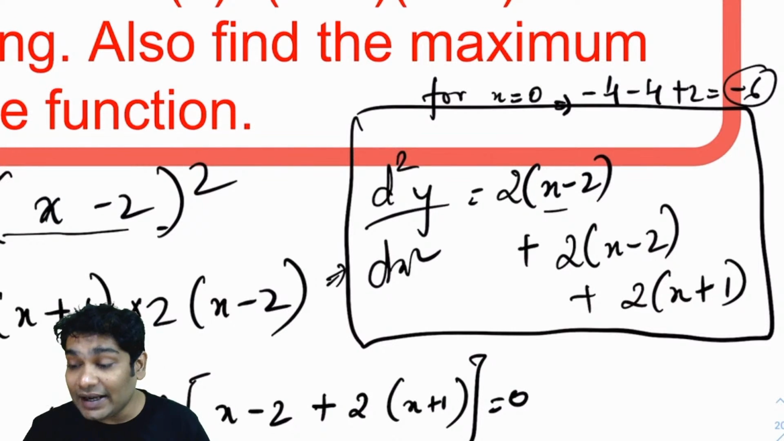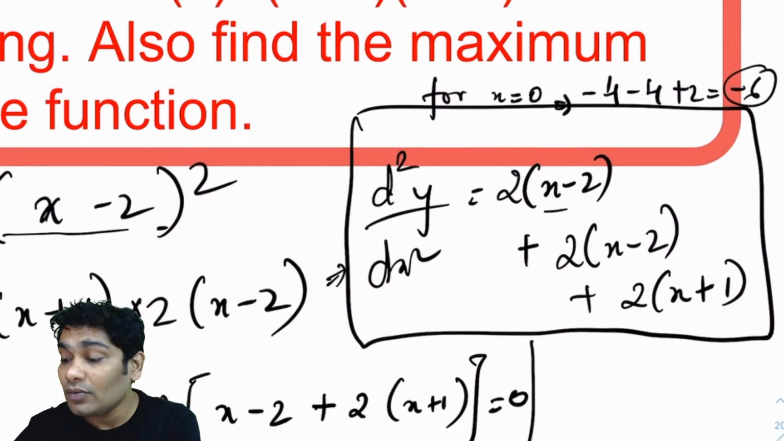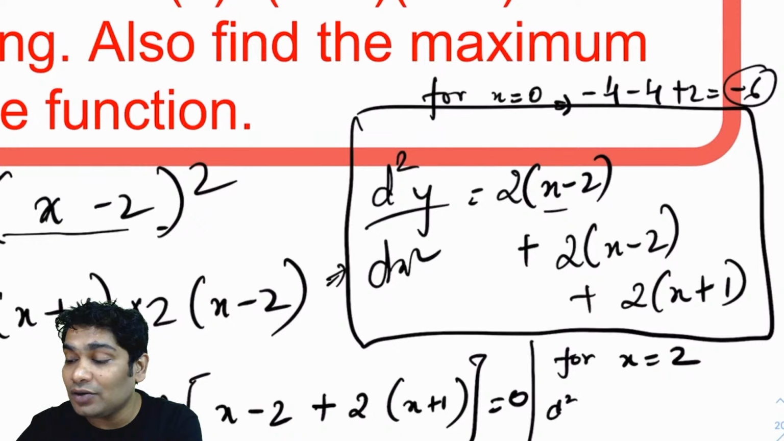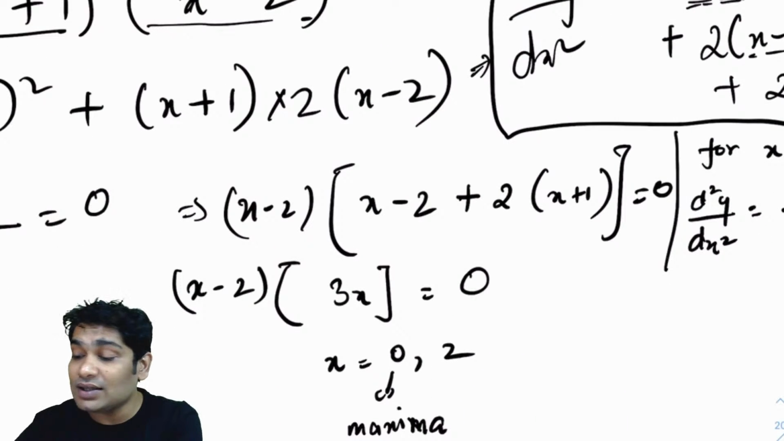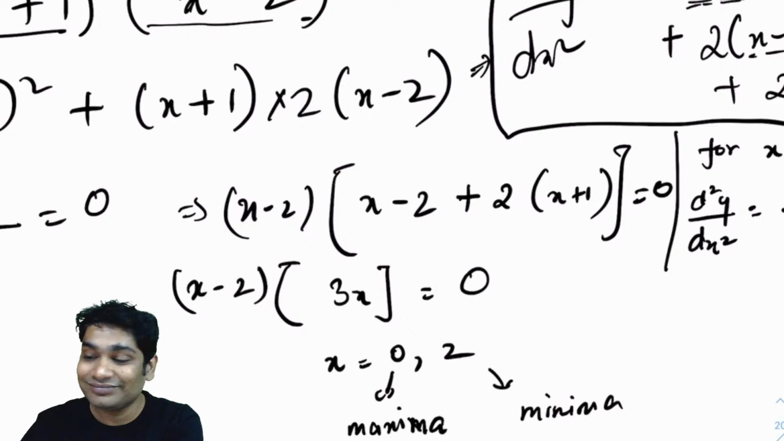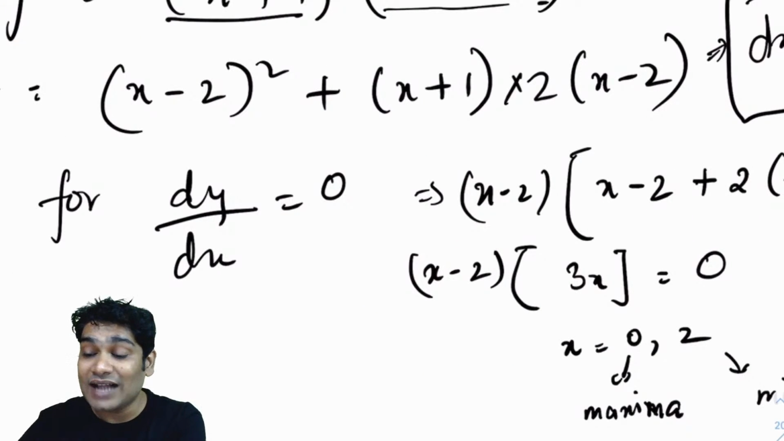Now, let's check x equals 2. So for x equals 2, let's see what you get your d2y by dx2 as. If you substitute 2 here, this becomes 0, this also becomes 0, this becomes 3, so you get plus 6. So since you're getting plus, you know this is minima.